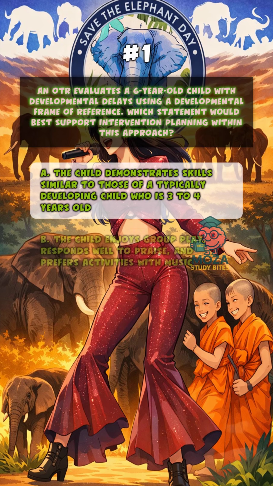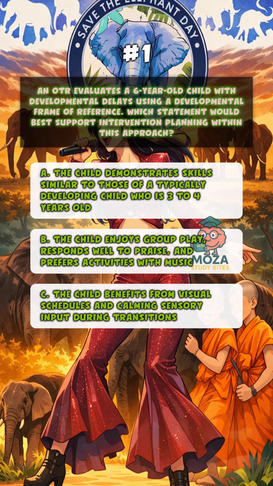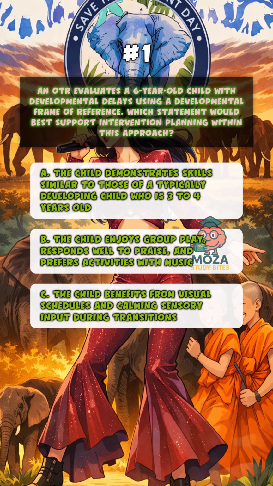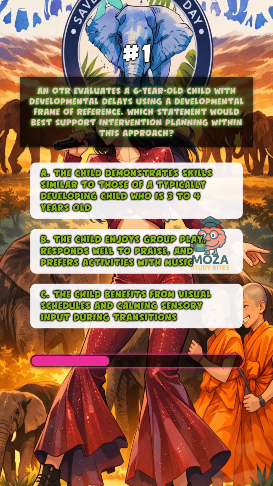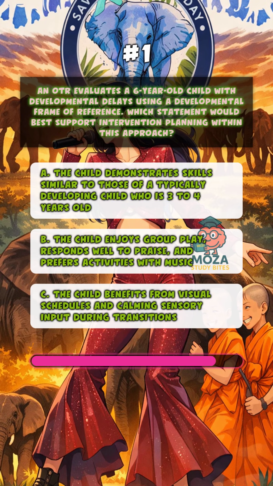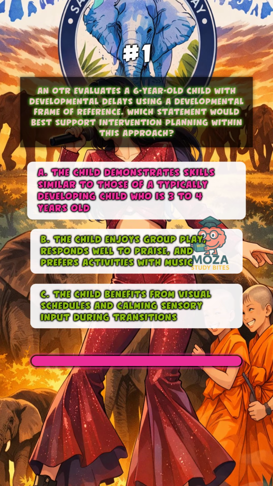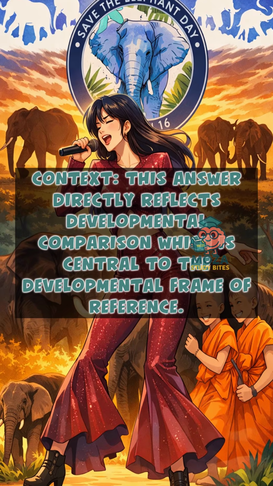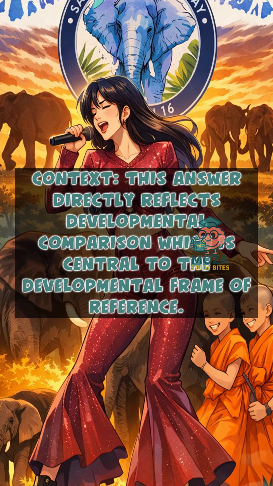An OTR evaluates a 6-year-old child with developmental delays using a developmental frame of reference. Which statement would best support intervention planning within this approach? A. The child demonstrates skills similar to those of a typically developing child who is 3 to 4 years old. Context: This answer directly reflects developmental comparison, which is central to the developmental frame of reference.